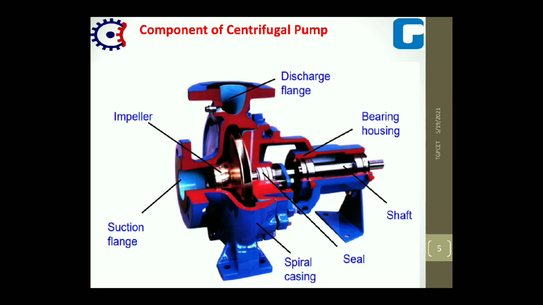Now in our next slide we can see the components of centrifugal pump. See, this is the diagram of a centrifugal pump. Here is an impeller which is fixed on our shaft. See, here is the bearing house and discharge flange and suction flange. Suction flange means that which sucks the water from reservoir. And this is our spiral casing, which is the cover of impeller. Now see the components of centrifugal pump in brief.